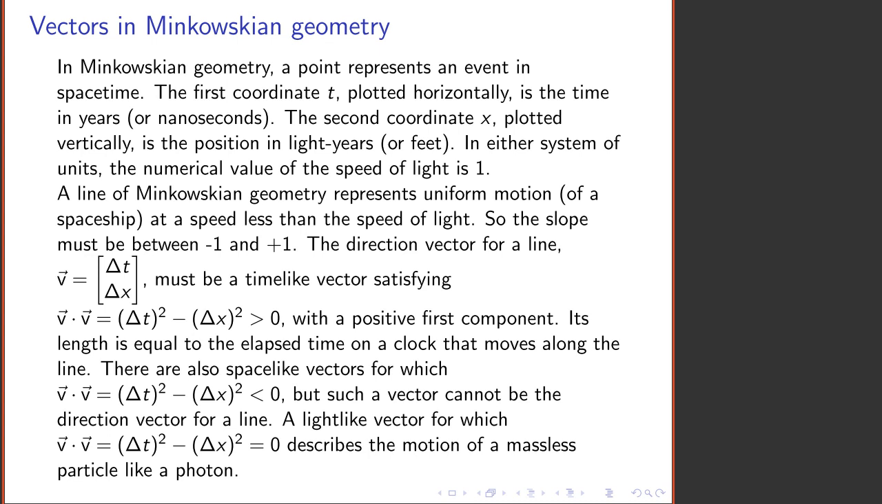There are also space-like vectors where the dot product of the vector with itself is less than 0. Those are perfectly valid vectors, but such a vector cannot be a direction vector for a line because in Minkowskian geometry, a line corresponds to physically possible motion. There are also light-like vectors whose length is 0. This describes the motion of a massless particle like a photon. These lines, however, are not lines of Minkowskian geometry, even though light-like vectors are perfectly valid vectors.